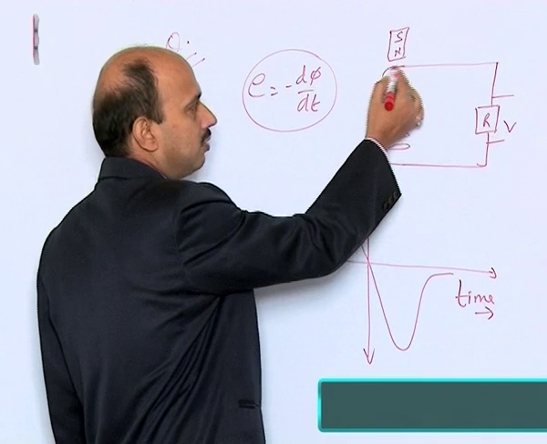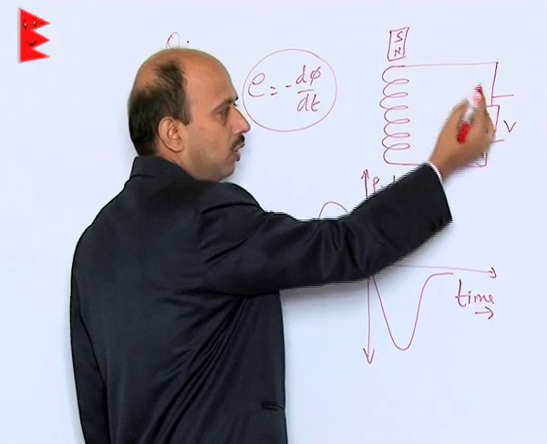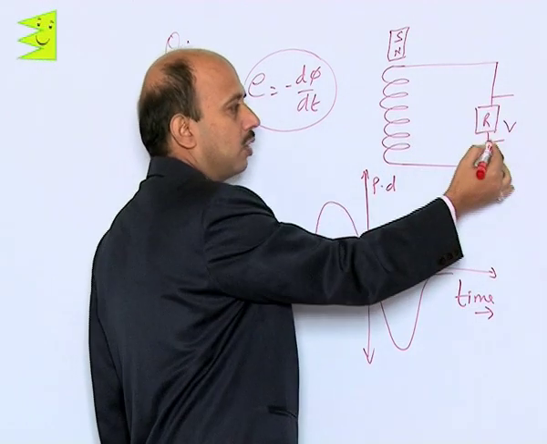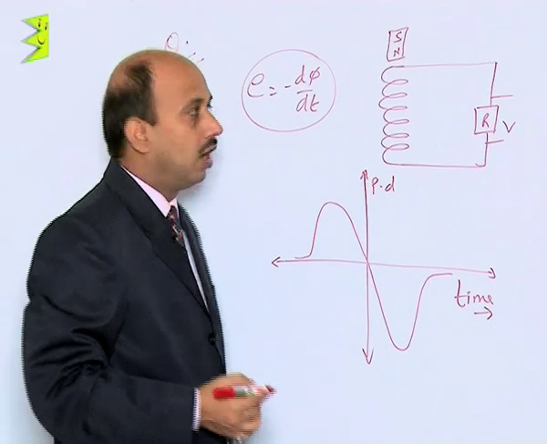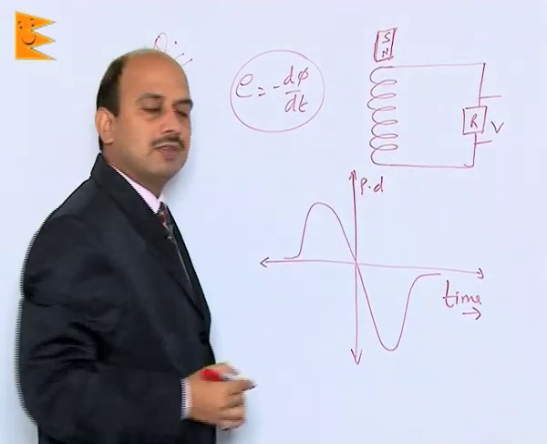Now see here, there is a coil, that we can say a solenoid. Two ends of the solenoid are connected to resistance R, and potential difference is measured across this resistance. Now when this bar magnet is allowed to fall, it is dropped from this height.